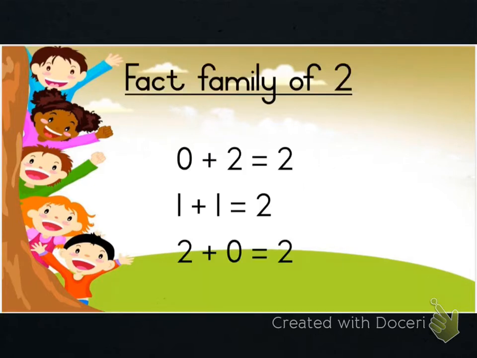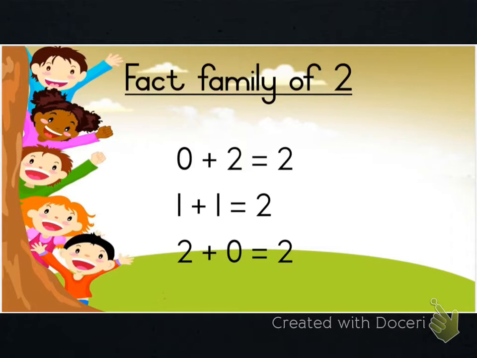Let's have a look. Every time we are going to do bonds, we are first going to do the fact family of the number. We will be looking at all the numbers that will make the bonds number. We will start at the number 0. 0 and what will give you 2? 2, yes. After 0 is 1, so 1 and what will give you 2? 1, yes. After 1 is 2. 2 and what will give you 2? 2 and 0, well done.